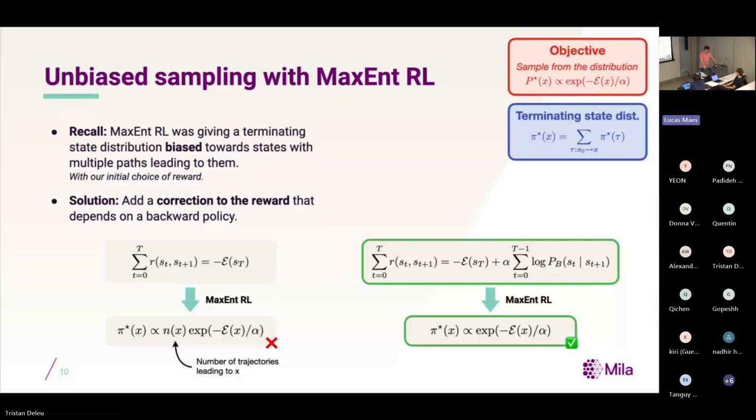It might seem a little bit weird: what's this PB? PB is really just, when you're in a certain state, a distribution over the parents. So instead of being a policy where you're in a state and it's a distribution over the children, here it's a distribution over the parents. And this works for any kind of backward policy that we can think of. Usually you can take, for example, the uniform backward policy, which takes 1 over the number of parents, and this will still work.